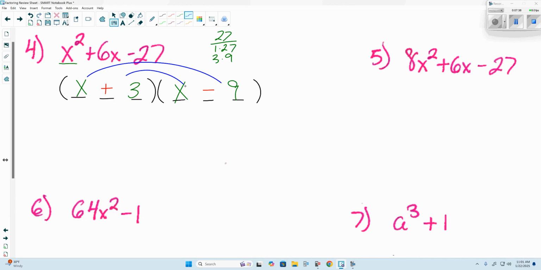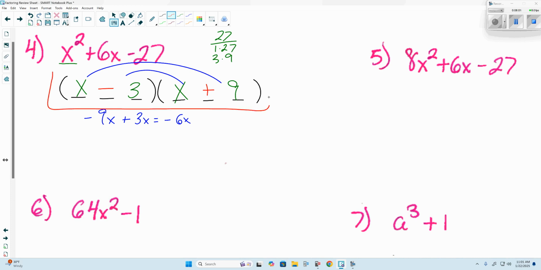Check. Yes. So x times negative 9 would be negative 9x. 3 times x is plus 3x, giving us negative 6x. Now, since we got the correct number but wrong sign, we need to flip the signs. If we get the correct number but wrong signs, flip the signs.